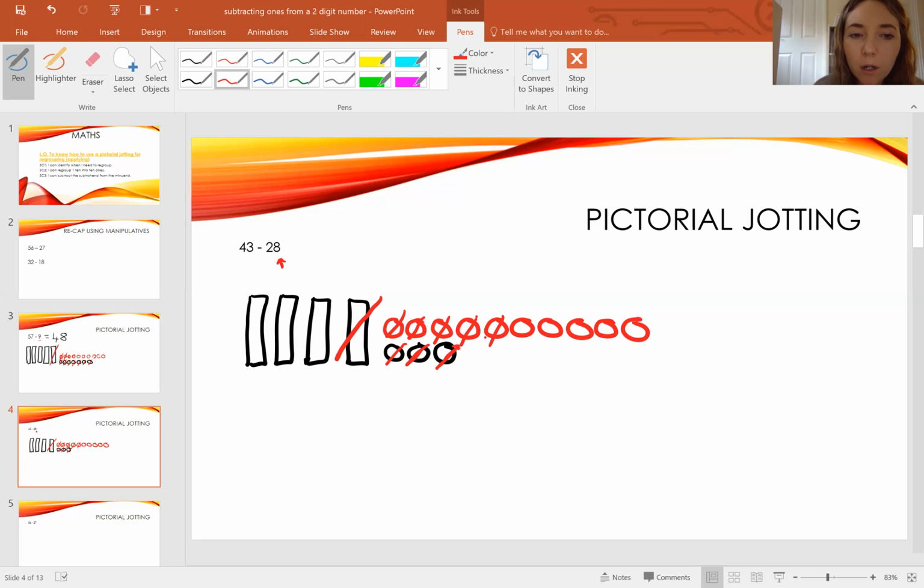Okay, now we need to take away 2 10s. Now you can see that we've already regrouped 1 10. We still need to subtract 2 10s because we have not taken this one away. This one was regrouped into 10 ones and then some of those were taken away.